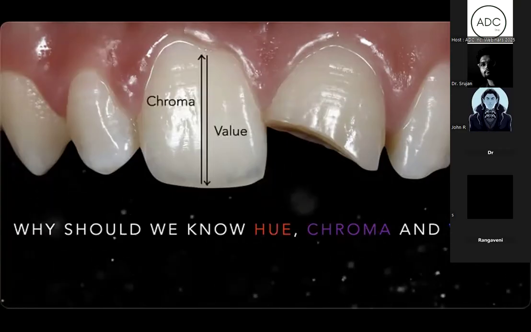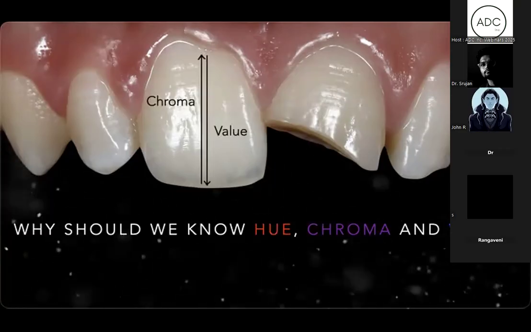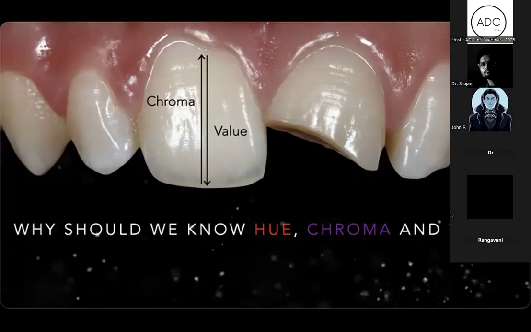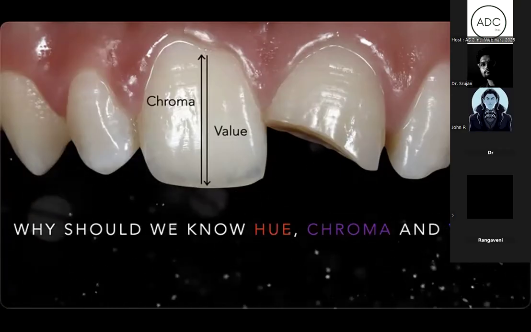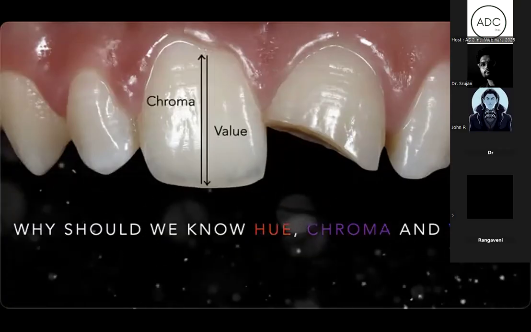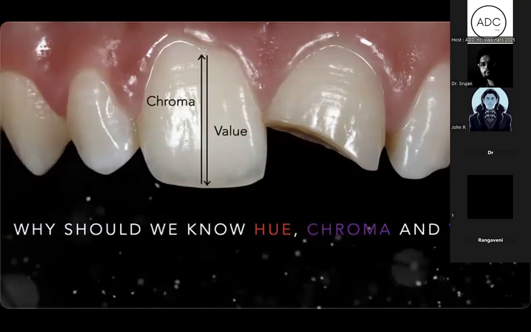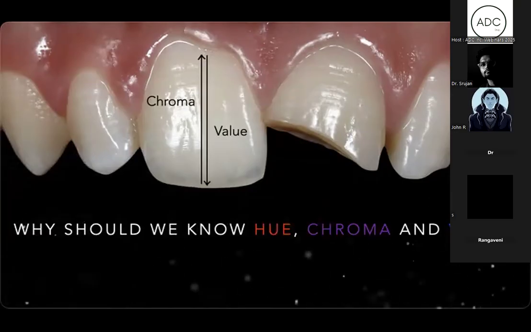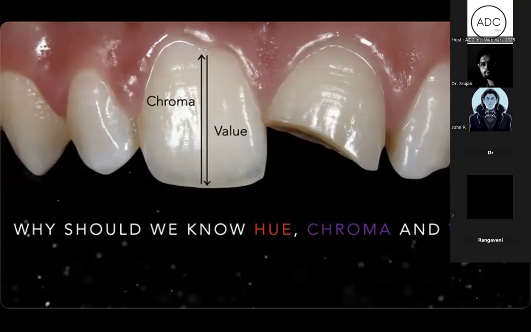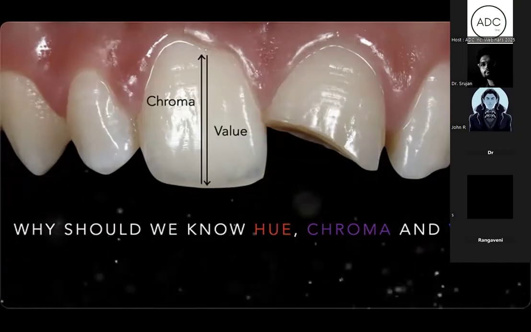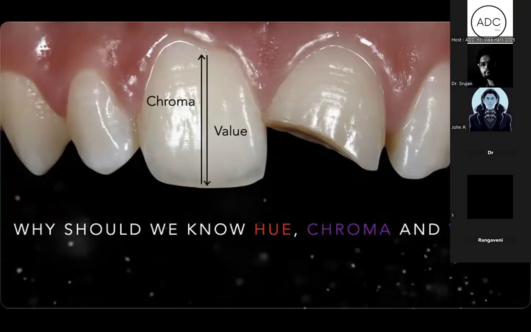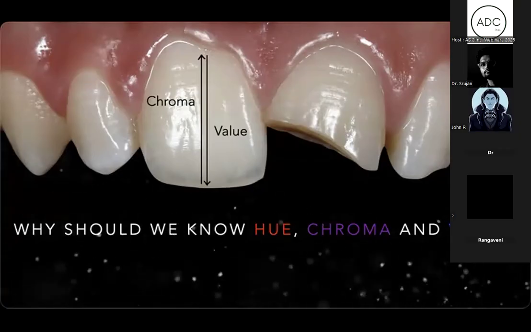If you look at any natural tooth, chroma is going to be higher on the cervical third of the tooth and it is going to be lower at the incisal third, whereas value is something which is most of the times just opposite of chroma. A tooth is brighter at the incisal third and it is a little less bright on the cervical third. We all have seen this. And we need to know this because that is how we are going to place our composites.